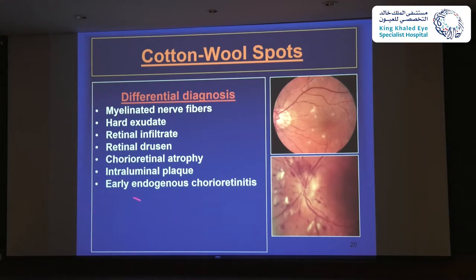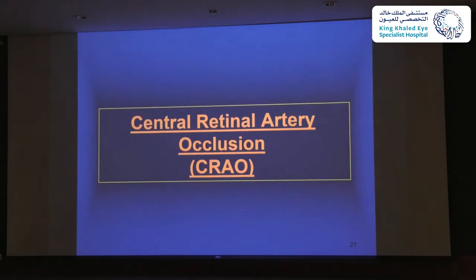This is sometimes the most important, it gives a lot of confusion. But usually this cannot come without signs of inflammation, like vitreous cells, anterior chamber reactions, vasculitis. These are the things that can help you establish the diagnosis, whether it is a cotton wool spot or not. Vasculitis could be associated with cotton wool spots as well.